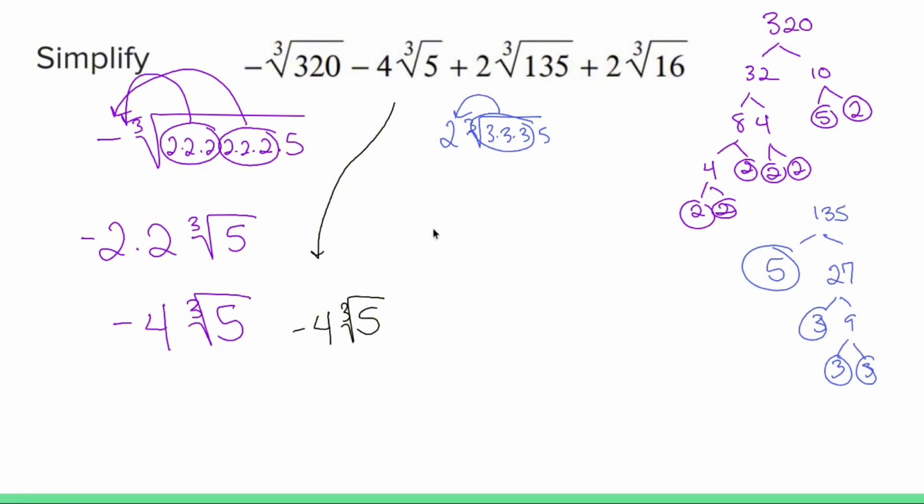So let me write that out. 2 times 3, cube root of whatever's left over, which is 5. That's going to be positive 6 cube root of 5.